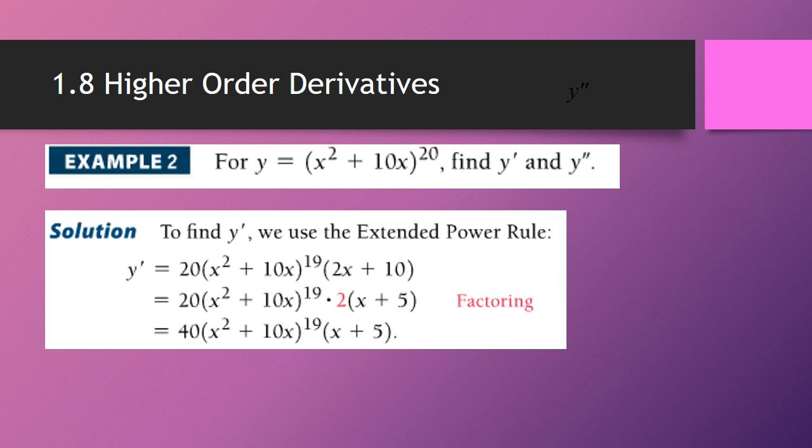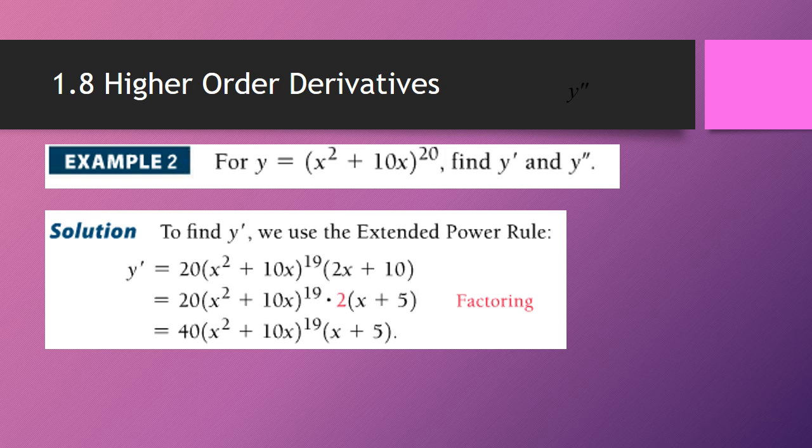Okay, the first derivative is not too bad. It's going to be 20 times x squared plus 10x to the 19th times 2x plus 10. And then they factored a little bit. They pulled that 2 out to make it a little bit shorter. You don't really necessarily need to do that. So they have 40 times x squared plus 10x to the 19th times x plus 5.